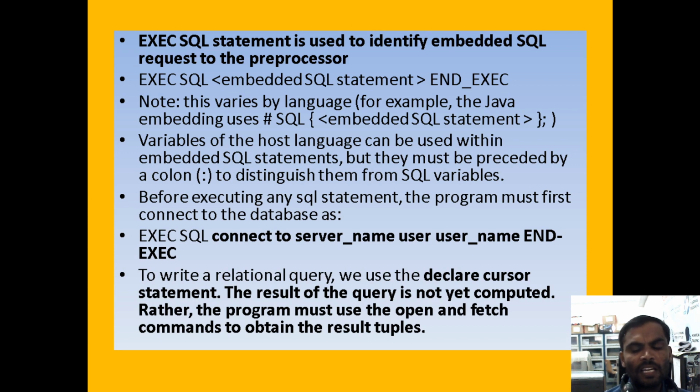If you want to write a relational query, we should declare a cursor. The major purpose of the cursor is for retrieving. This cursor scenario is also available under OOP concepts in Java. If you want to retrieve n number of records, it is possible with the help of the cursor.